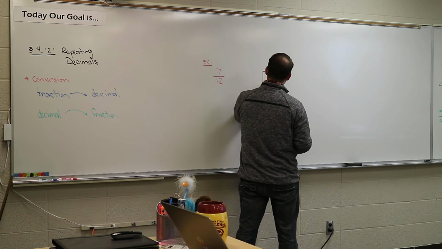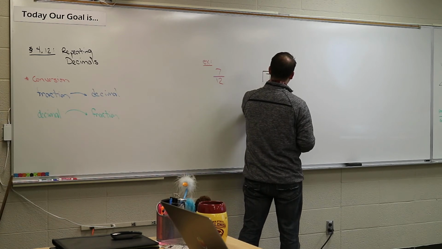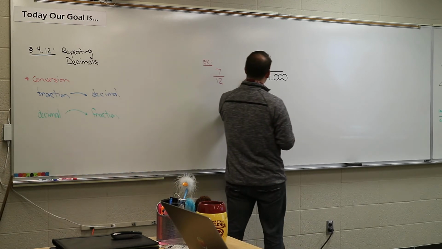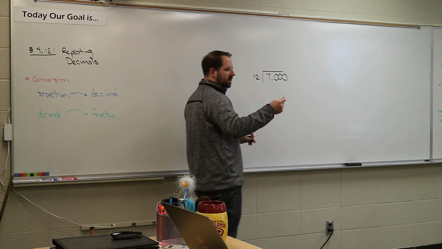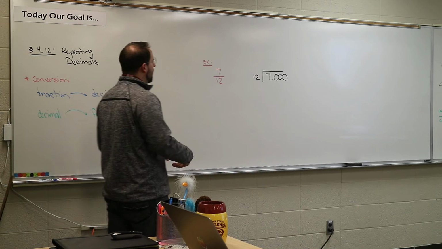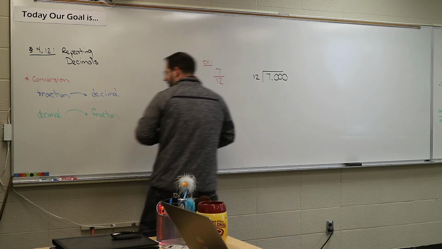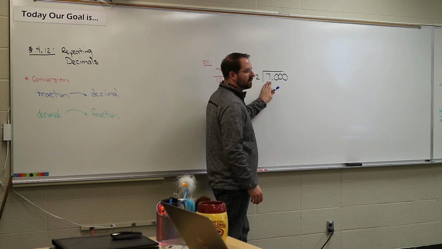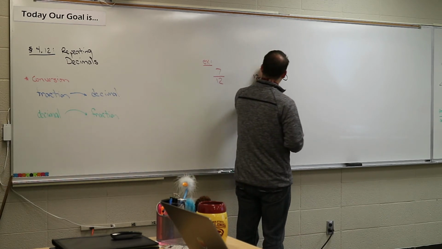7 goes on the inside and we put a decimal behind it and a lot of zeros. Okay, and then on the outside, we put the 12. After a while, we should notice what the numbers are that repeat. Now, we'll start right from the beginning here. How many times can 12 go into 7? 0 times, okay, so 0.